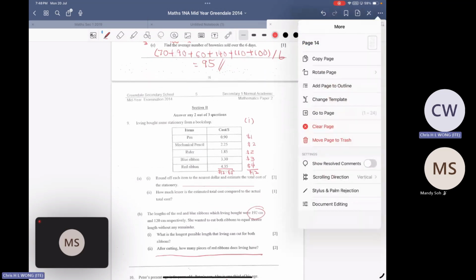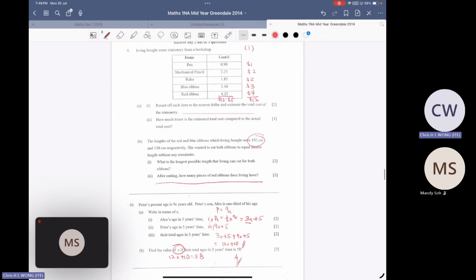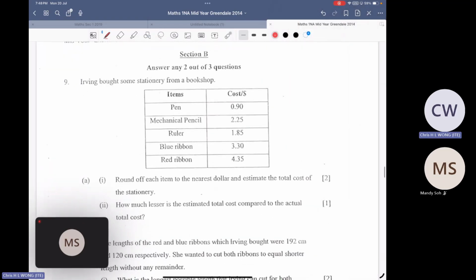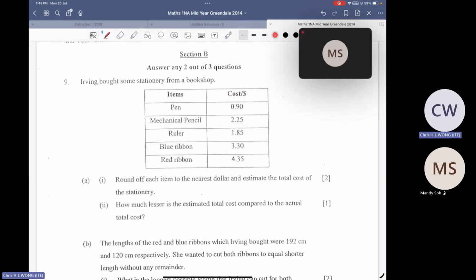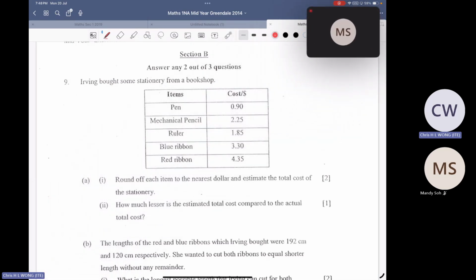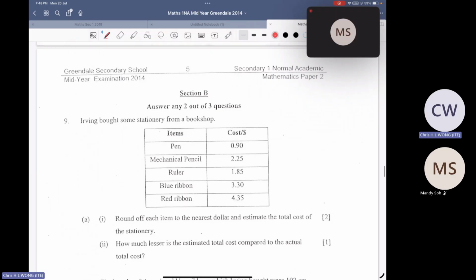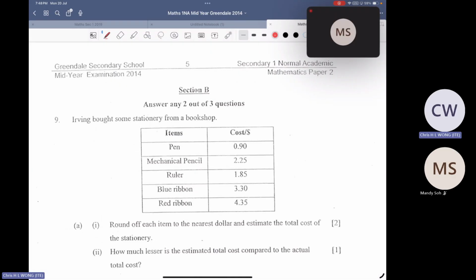Clear screen. Number 9. Do for me first. Alvin brought some stationery from a bookshop. 90 cents, 2.25. Now, first question.